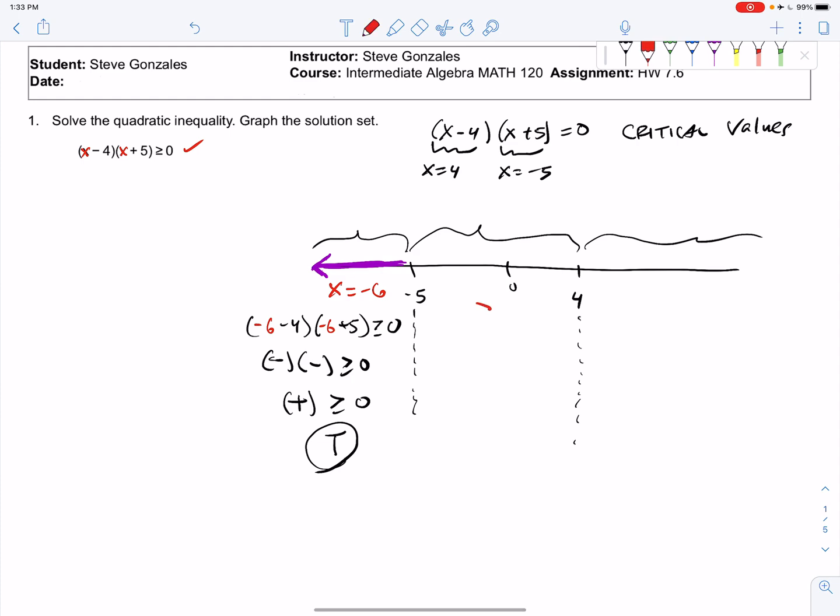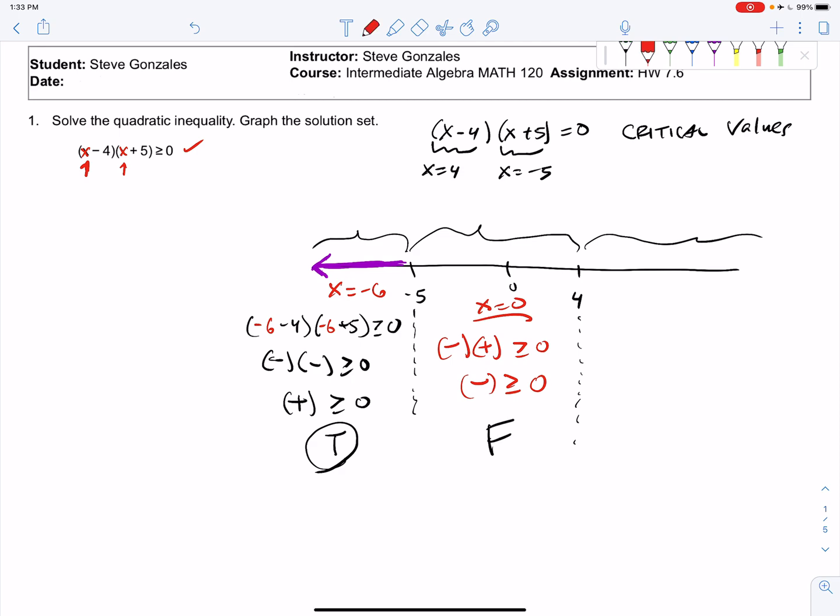So then we look at this region in the middle, and 0 looks like the easiest number to try. I'm going to use the idea of just using positive and negative symbols. So if I put in a 0 for x here, I get a negative number. Put in a 0 for x here, and I get a positive number. And that's supposed to be greater than or equal to 0. Well, a negative times a positive is a negative. Is a negative number greater than or equal to 0? And we know that that is false.